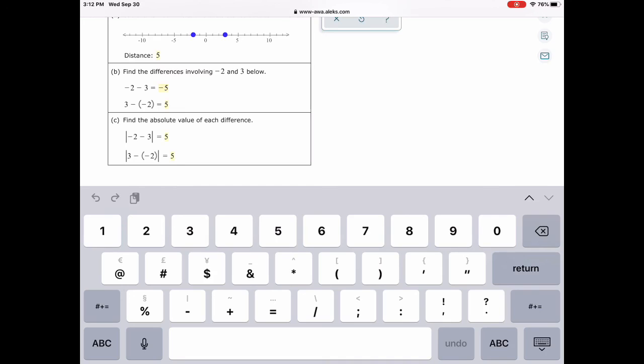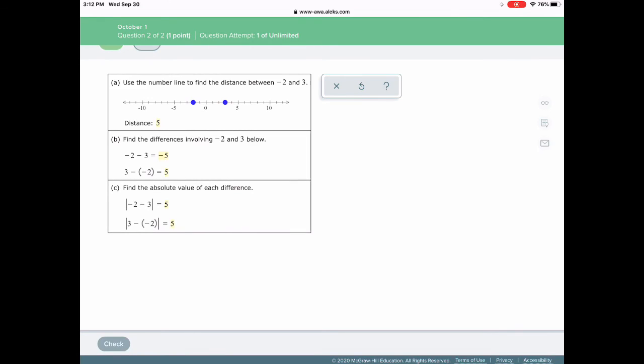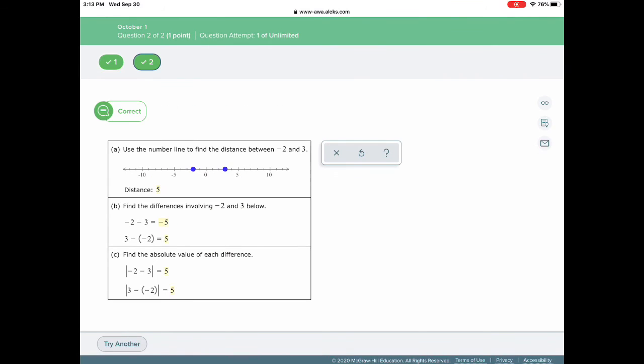And then I'm back here entering my answers. 5, -5, 5, 5, 5. Check. Yay. And there are 2 examples. So you try some, see how it goes. Let me know if you have some problems with that or if it's great.